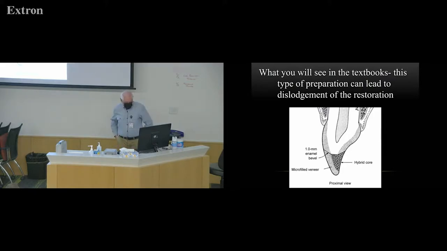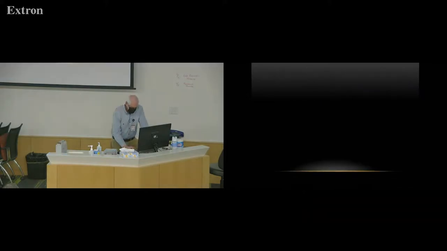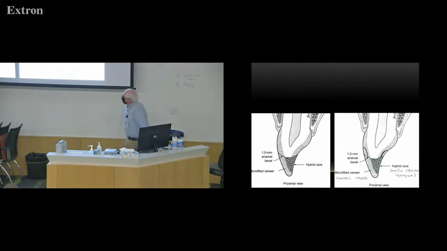So this is from a textbook. And if you look carefully at the diagram, you'll see that what they're proposing here is that you just bevel on the labial and the lingual. And so that's what I did. But I had some of them come off, so I modified it a little bit. What I did was extend the coverage over the enamel further up the tooth, and I used something called a chamfer.